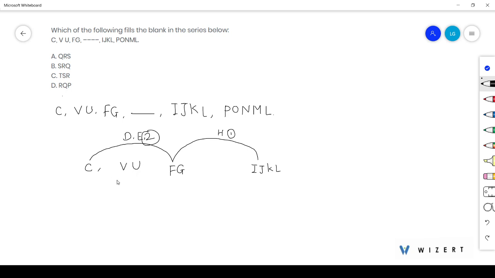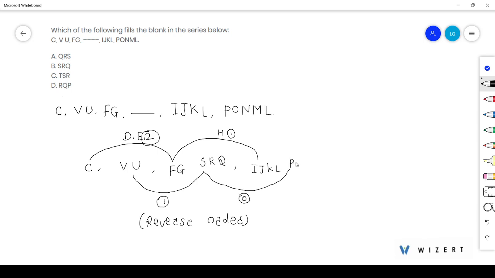Okay, now here VU is there, it is in reverse order. Okay, like two letters. We can see the relation for the next term first. Here, if we skip one letter in a reverse order, we will get SRQ. Okay, and 1 minus 1, 0. If we skip 0 letters, we will get PONML.